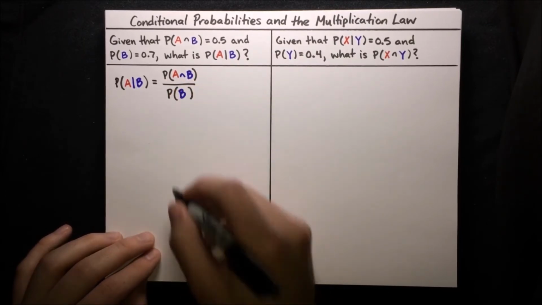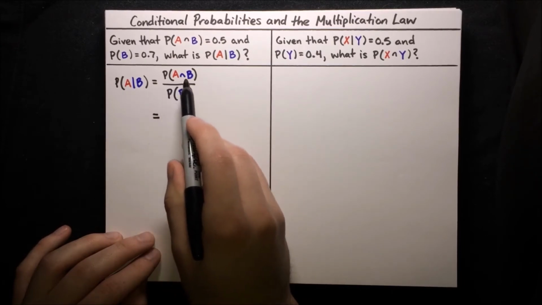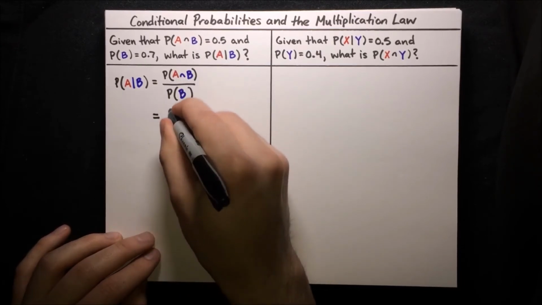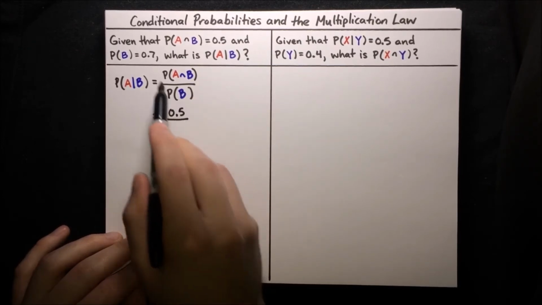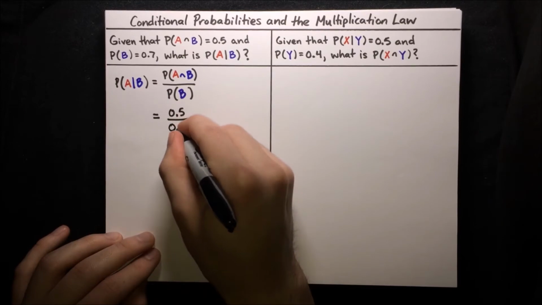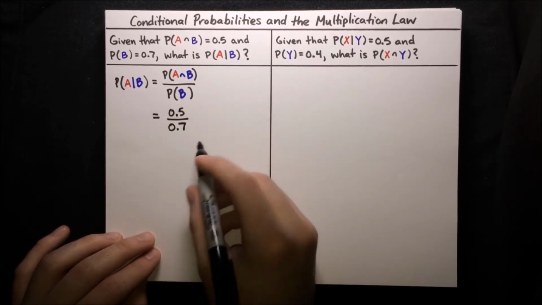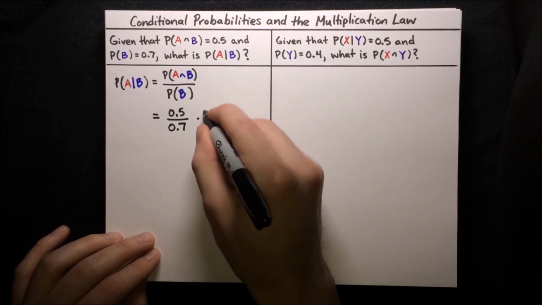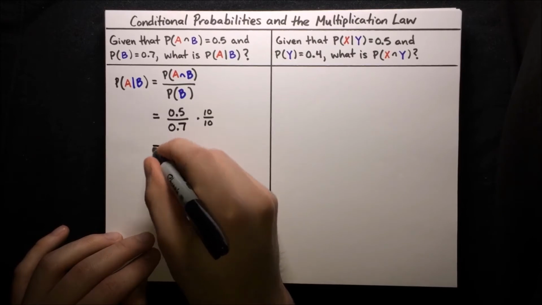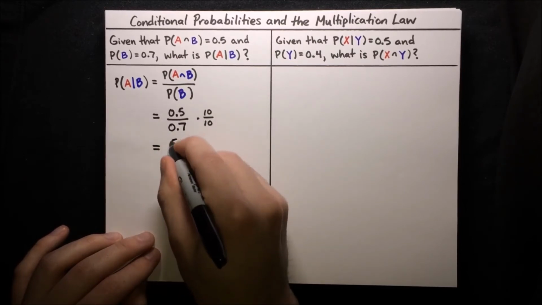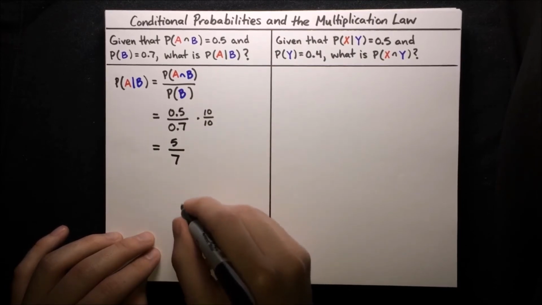Now we can just substitute the given information into this formula. We're told that the probability of A and B is 0.5, and the probability of B is 0.7. So 0.5 over 0.7. We can simplify this fraction by multiplying top and bottom by 10 over 10. That'll get rid of the decimal. So 0.5 times 10 is just 5, and then 0.7 times 10 is just 7. So there we go, 5/7.